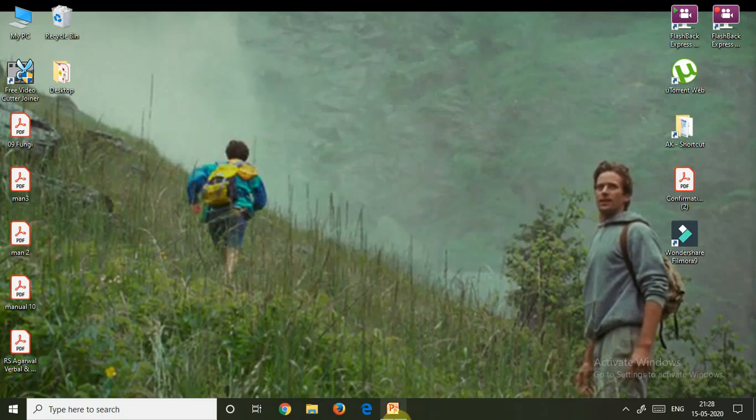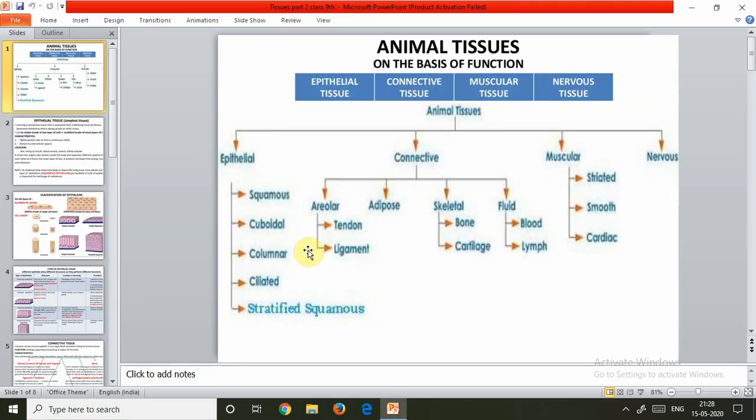Good morning, class. So now we'll continue with the animal tissues. The plant tissues we have discussed in the previous class, and also the epithelial tissue, but we'll start with the epithelial tissue only. So this is the brief classification of tissues. The animal tissues are divided into four types, mainly the epithelial tissue, connective tissue, muscular, and the nervous tissue.